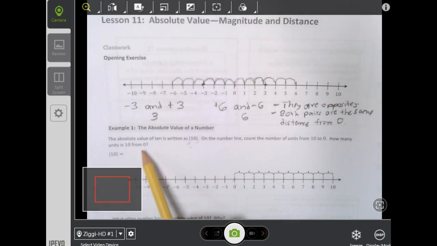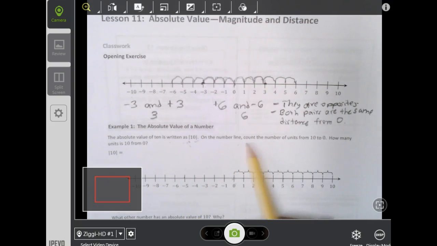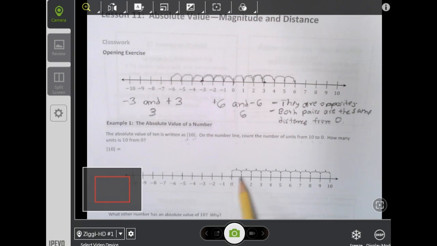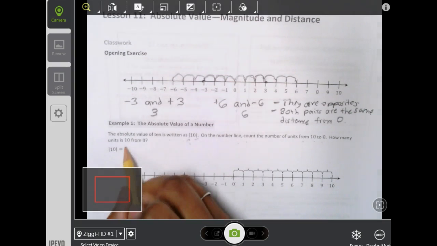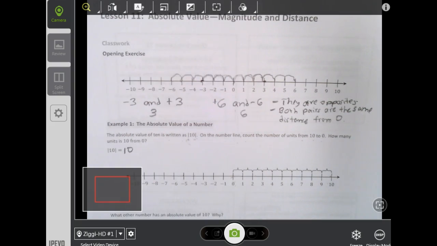So let's look at example 1. The absolute value of 10 is written as absolute value of 10. On the number line, count the number of units from 10 to 0. How many units is 10 from 0? Well, if you look at the number line that's already drawn, you can see that there are 10 units away from 10. So the absolute value of 10 is 10.